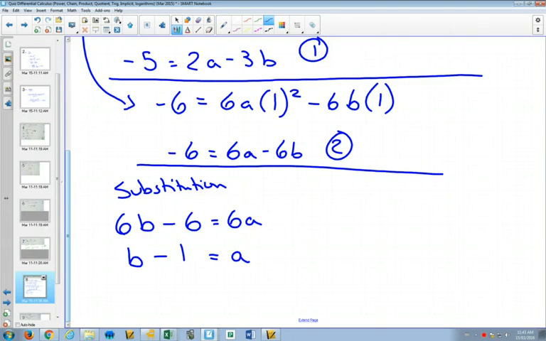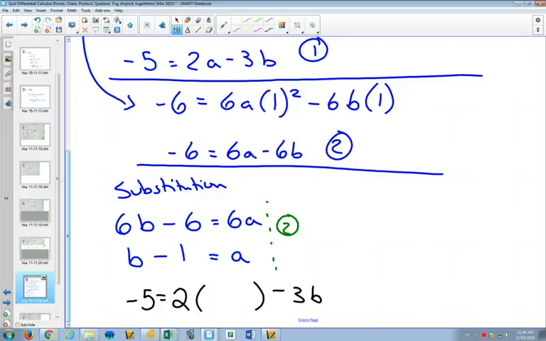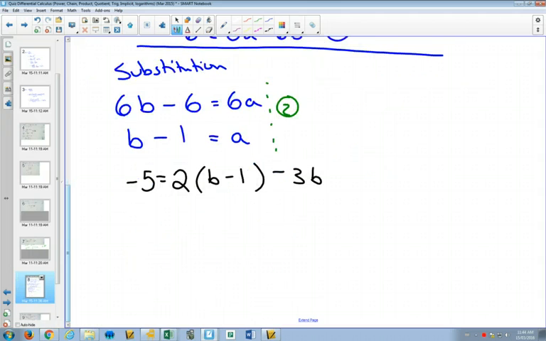So all of this right here was part of equation 2. The substitution method says if you can get a variable by itself in one equation, then you can substitute that into the other equation. So if I go to equation number 1 now, and equation number 1 says negative 5 equals 2a minus 3b, but instead of writing the a, since I know a is equal to b minus 1, I write b minus 1 instead.